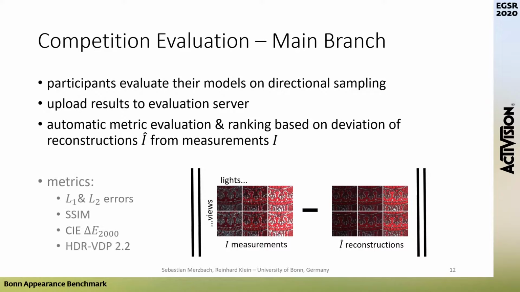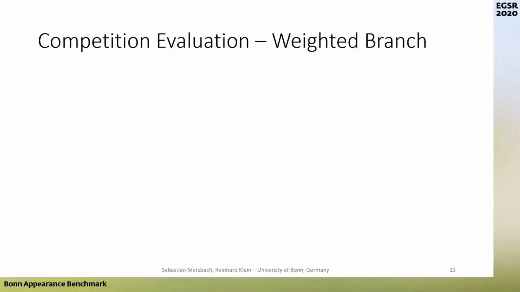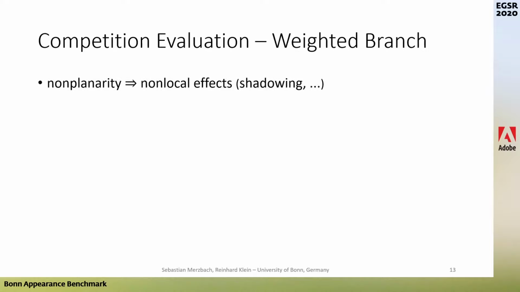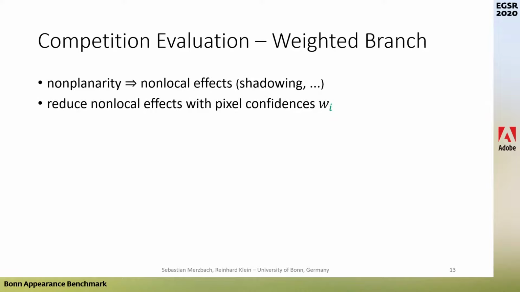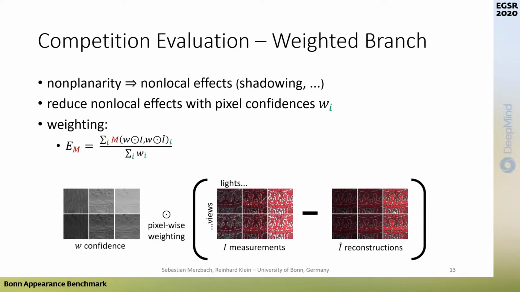We use a set of standard image metrics for assessing the quality and rank according to the mean absolute deviation. As the measured fabric samples are not perfectly planar due to mesostructure, the observed reflectance contains non-local effects like interreflections and shadows. In a second branch of the competition, we intend to reduce the contribution of these effects by applying pixel-wise weights. For this, we apply confidence weight maps before applying the metrics, followed by a normalization.